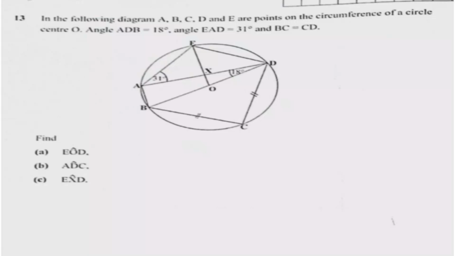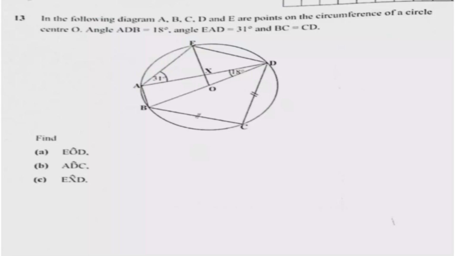Okay, we come to question 13, which is as follows. In the following diagram, A, B, C, D, and E are points on the circumference of a circle, center O. Angle ADB is equal to 18 degrees, angle EAD is equal to 31 degrees, and BC is equal to CD.